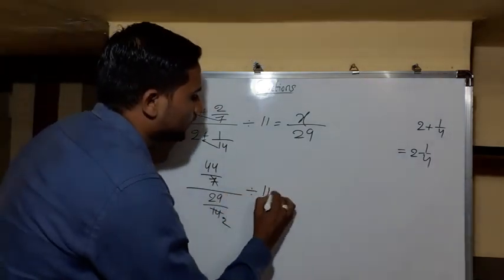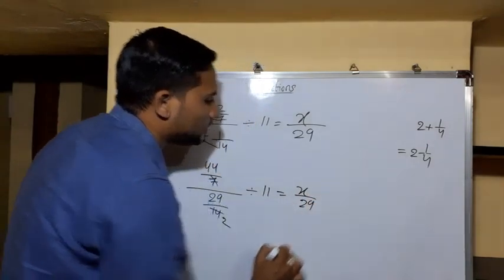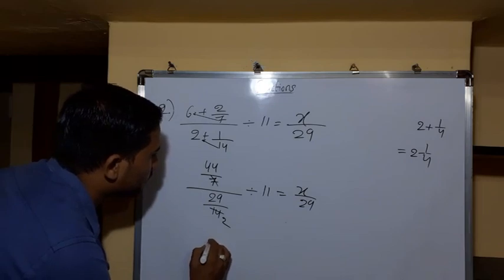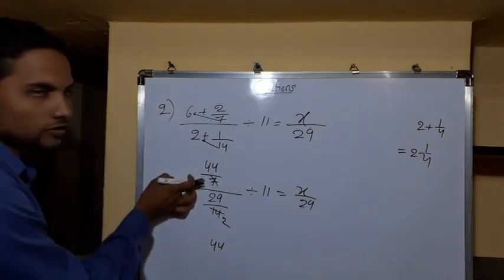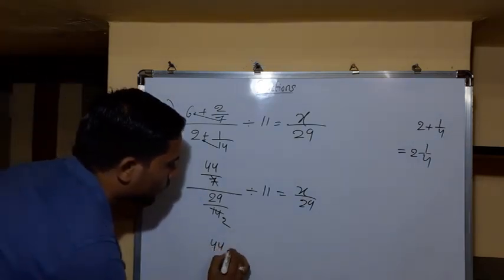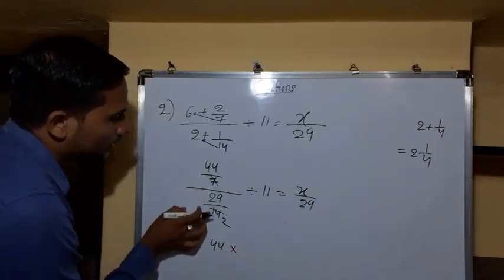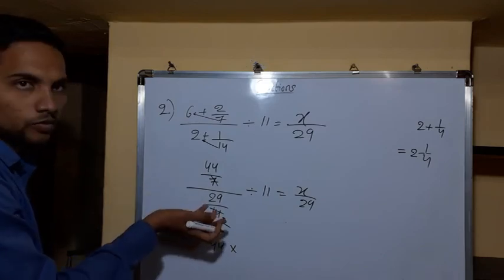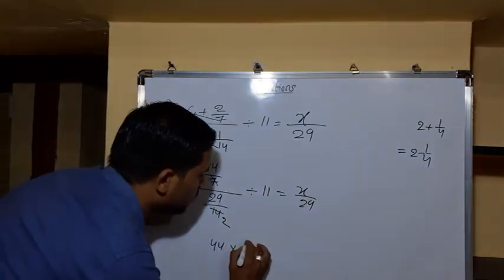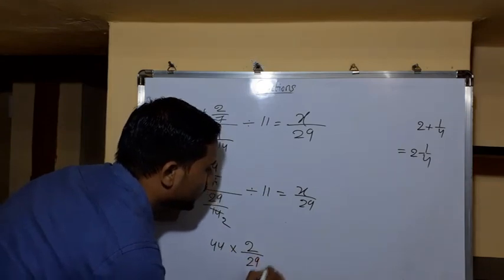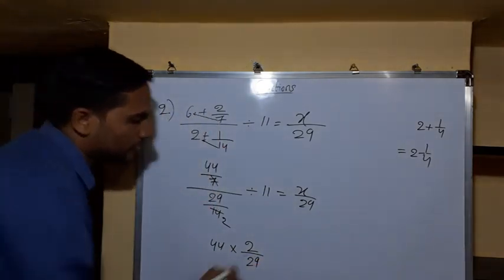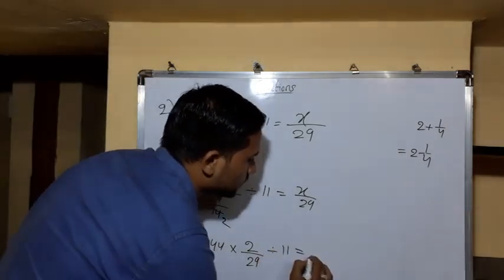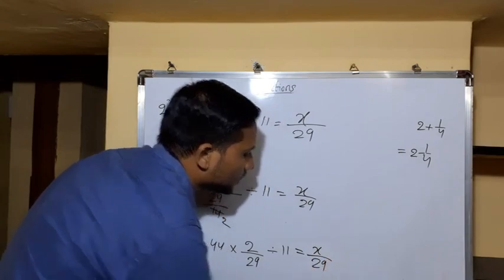This is divided by 11 is equals to x by 29. So now write it in a simplified form. 44 by, see this denominator term is cancelled, right? 44 by 1 into 29 by 2. So if you want to remove this division symbol, we have to do the reciprocal, into 2 by 29 into 2 by 29, divided by 11 is equals to x by 29.